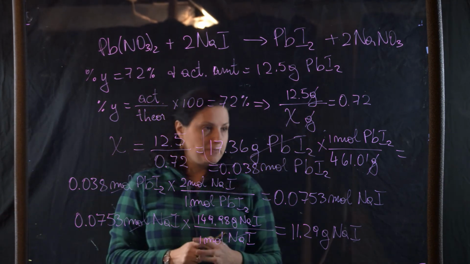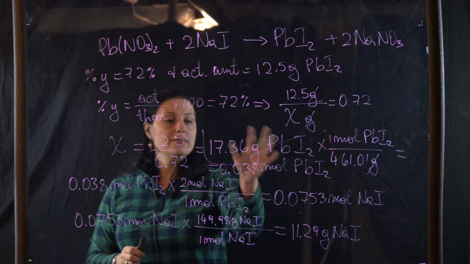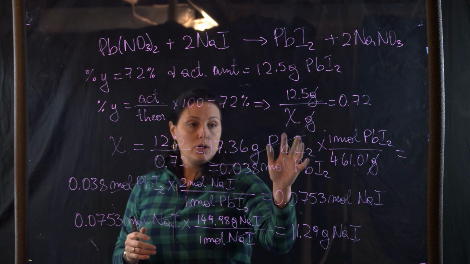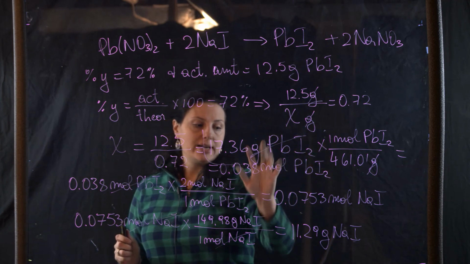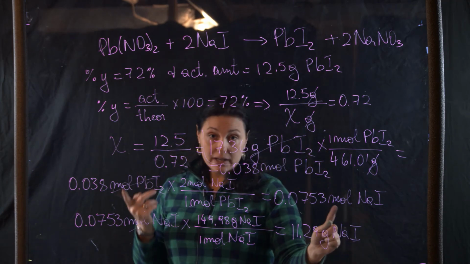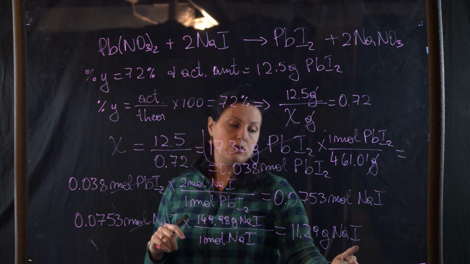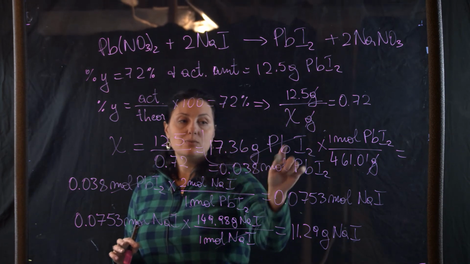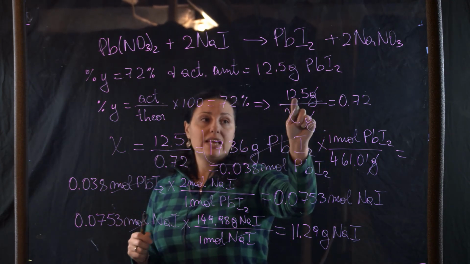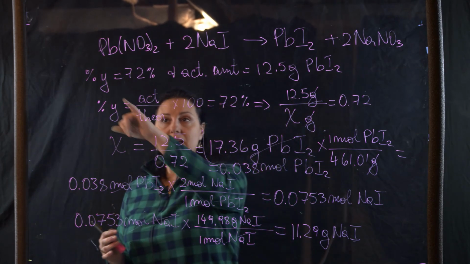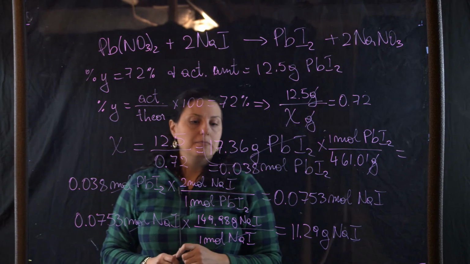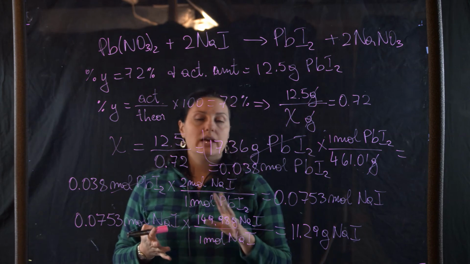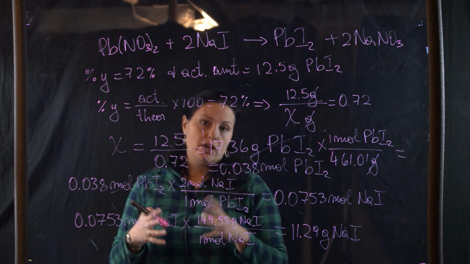So let's recap. To produce that theoretical amount of lead 2 iodide, I would need to use up, theoretically speaking, 11.29 grams of sodium iodide. But even if I had all this amount and I used it, this is what it would have given me. But in fact, it only gave me 12.5 grams because my percent yield was only 72. Okay? These are the types of problems that involve percent yield and limiting reagents and stoichiometry altogether.